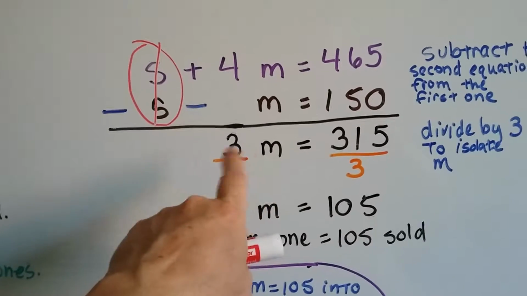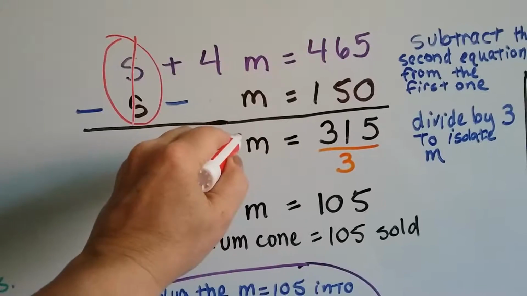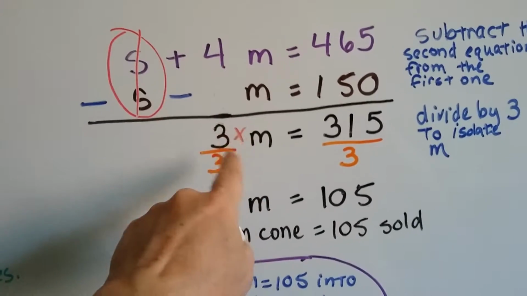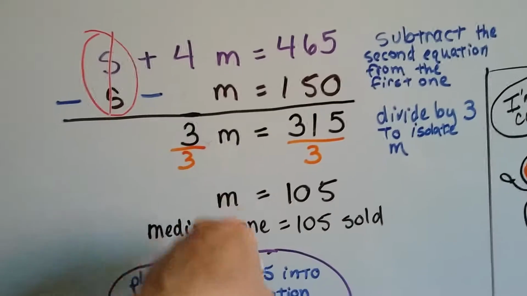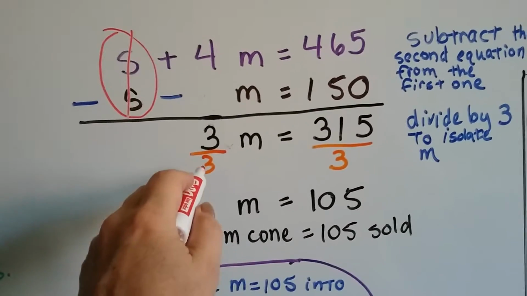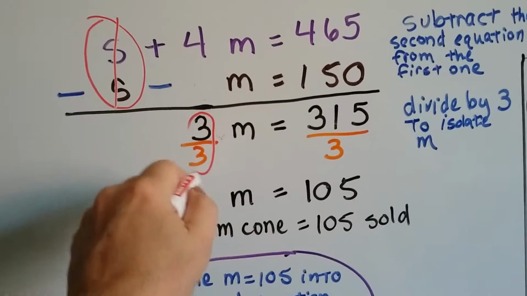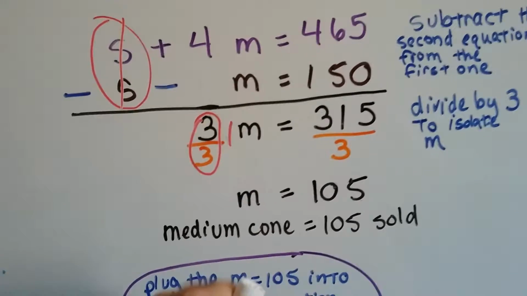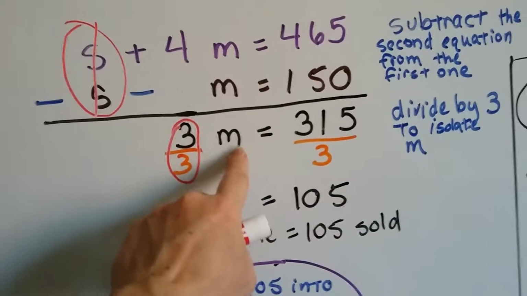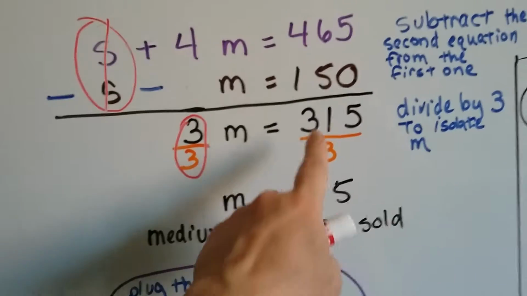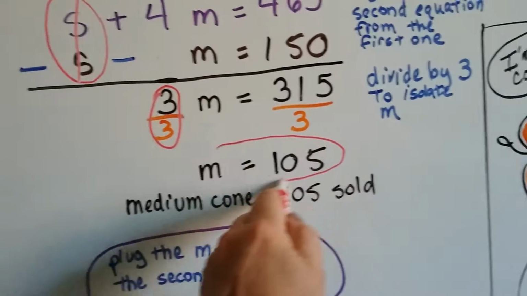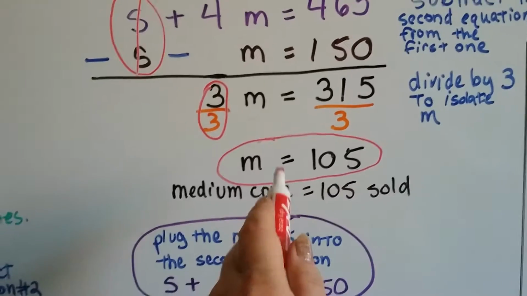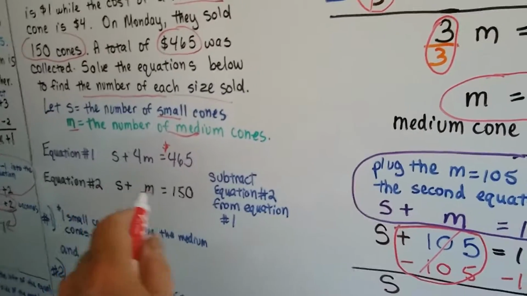So now because 3M means 3 times M, when they're together, the opposite is to divide by 3 to isolate this M to one side. And we do. 3 divided by 3 makes a 1, doesn't it? So we throw that away, and now we've just got 1M. 315 divided by 3 is 105, and we now know that M equals 105. Now we can take the M equals 105 and plug it into the second equation, the S plus M equals 150.